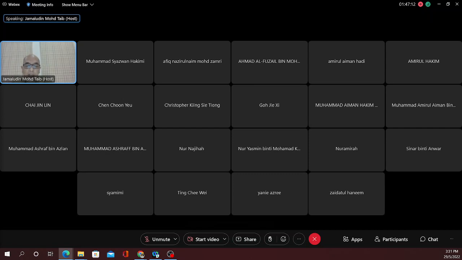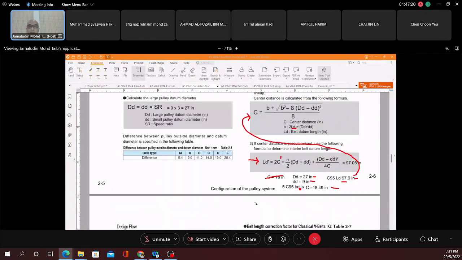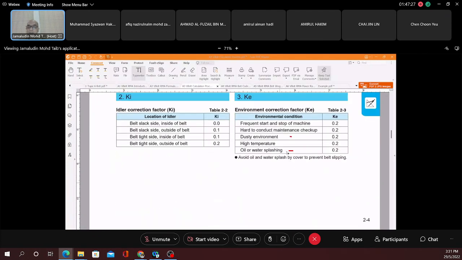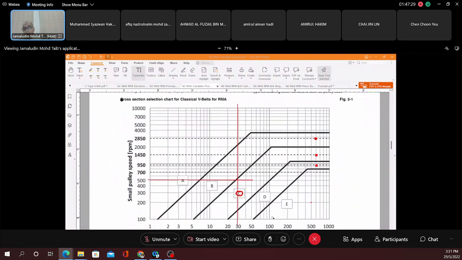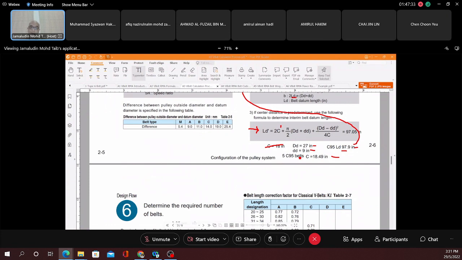Let me share again. The biggest mistake is, for example, making a wrong belt type, or maybe making a mistake in the calculation of the power. Then all the calculation after that will be in error. Be careful on that. If you got the type right, then it will be straightforward. I give you 2 minutes to go through.